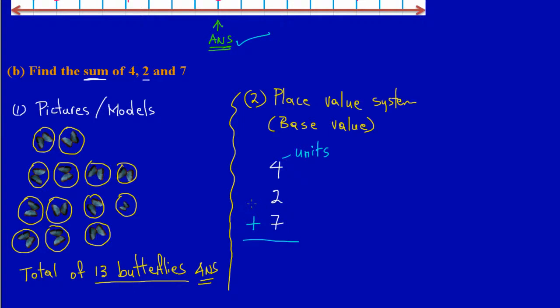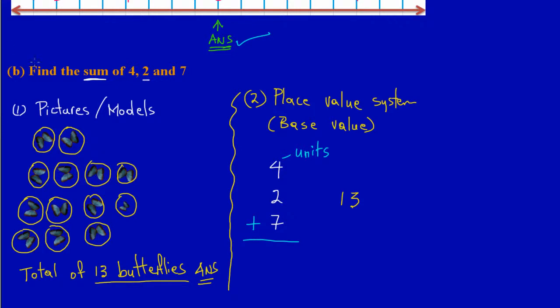As you note, and it's pretty evident based on how we looked at it in the first example using pictures, you could start with 7 and then add 2 fingers and then add another 4. Based on what we calculated earlier with pictures or models, we know that 4 plus 2 plus 7 gives us a total of 13. So when I add up these 3 digits, I would get a total of 13. Now this is very important to note.